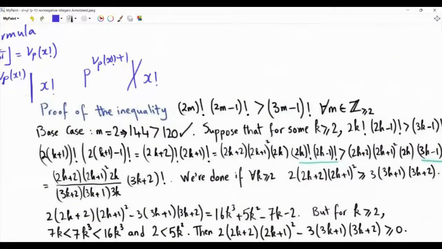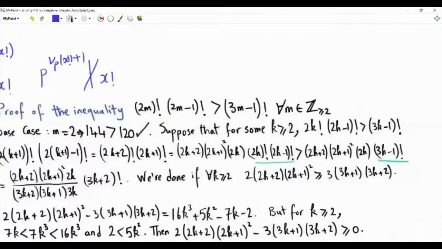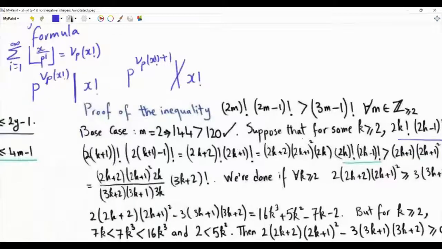So if m is equal to 2, that's the base case, then we can compute the right and left hand sides, and we will find that this inequality is indeed satisfied. Now we assume that for some k greater than or equal to 2, we have the inequality satisfied, and we try to show that it is satisfied if we replace k by k plus 1. So if we take the left hand side and replace m by k plus 1, we will get the factorial of 2k plus 2 and the factorial of 2k plus 1.